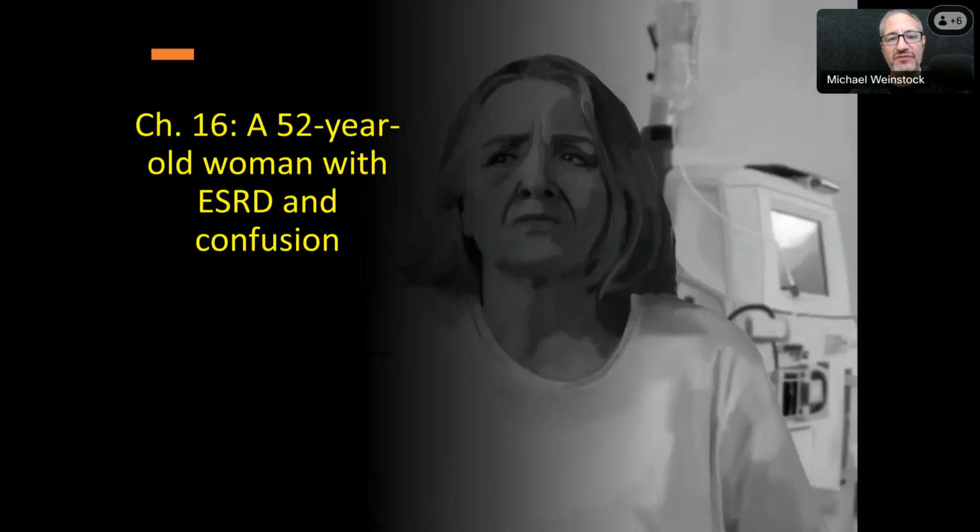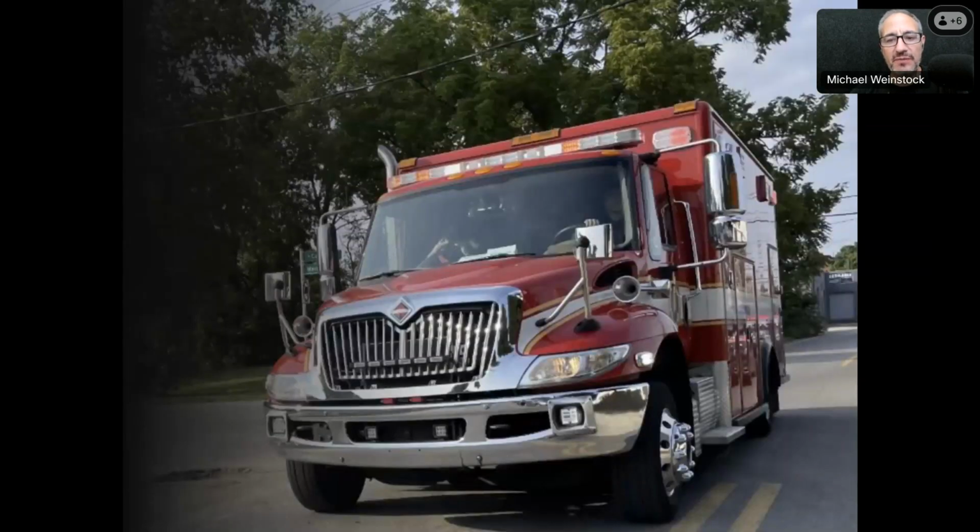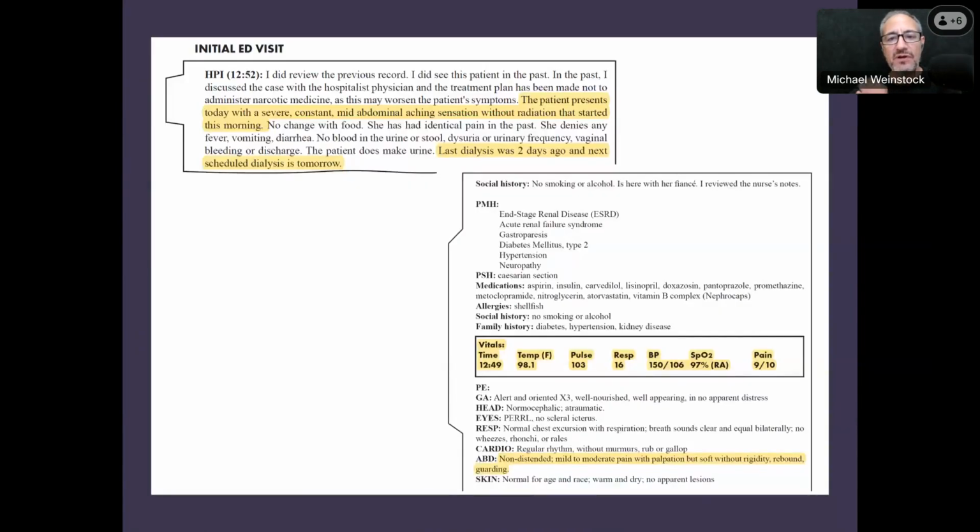So we're going to be talking about a 52-year-old woman with end-stage renal disease who has confusion. And we're going to start a little bit earlier with her first visit. So this is a patient that presented just after noon, and this is the actual documentation. Nothing has been changed for HIPAA reasons. Obviously, there are no names or patient identifiers here, but all of this is the actual documentation.